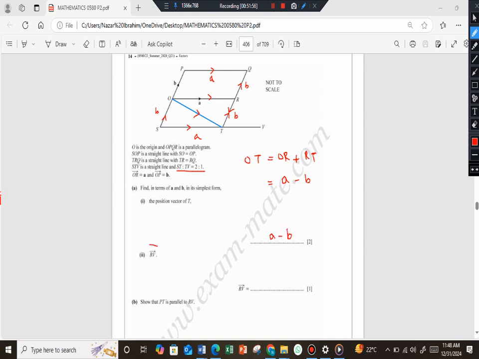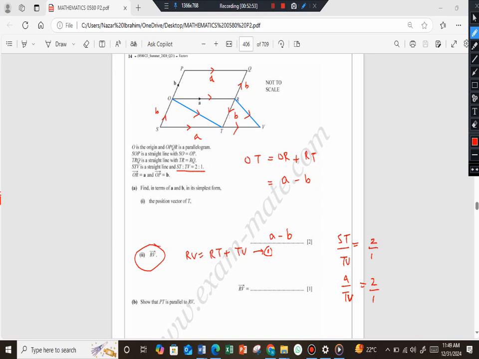Second is to find out RV. RV is starting from R, ending at V. So RV is equal to RT plus TV. RT is minus B, and TV I don't know, so first calculate TV. We have the ratio ST to TV, so ST upon TV is equal to 2 upon 1, and ST is equal to A. TV I need to find out.